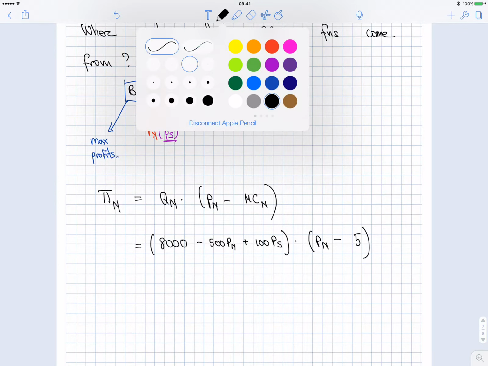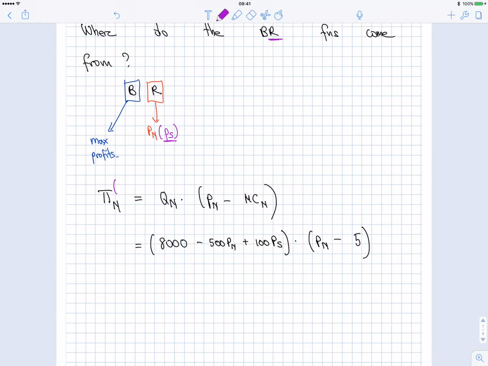What is the north side's profit a function of? Ps and Pn, of course. Both of them will matter into the determination of your own profit. So not only will your price matter, but also your opponent's price will matter into your profits. Okay.